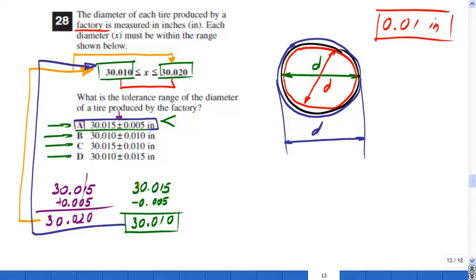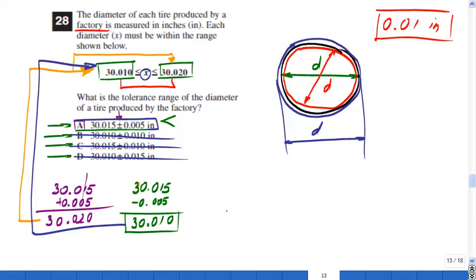And it seems to me that A is the right answer, because if you check the others, on B, if you add 0.010 to 30.010, you will be fine, because you will get 30.020. However, if you subtract that, you will get 30.000, which is less than 30.01, the minimum acceptable diameter. That's not going to be good. And the same story with the others. So B is not good, C not good, D not good, for the reasons we discussed here. A is the right answer. Your tolerance here will keep your diameter x within the acceptable standards.